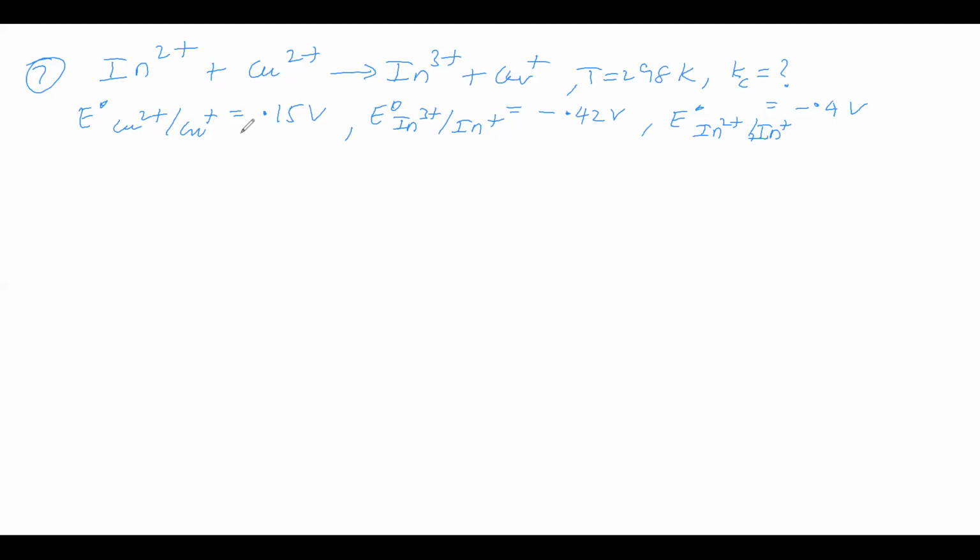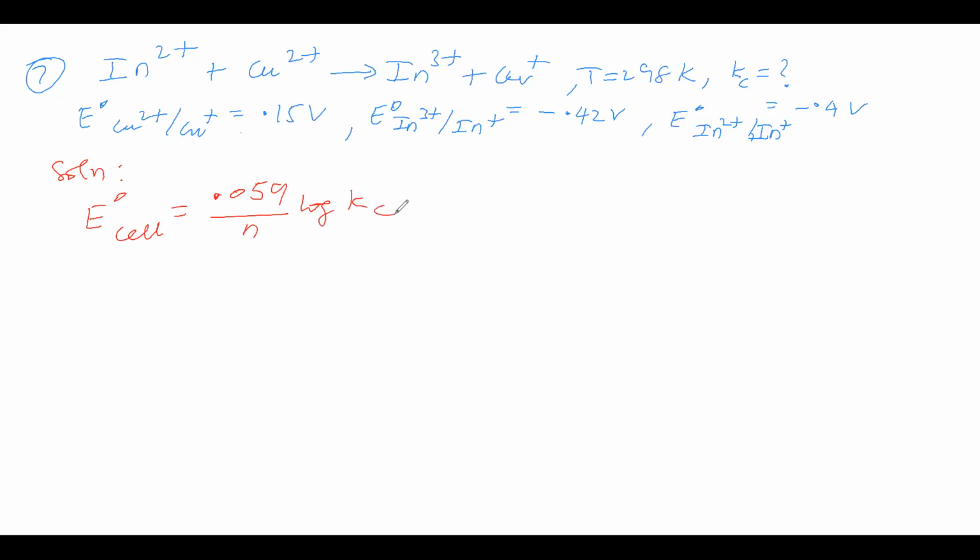Okay, now let us do this problem. Now they asked for the equilibrium constant. For the equilibrium constant, we have one formula relating it: E naught cell is equal to 0.059 by n log Kc.